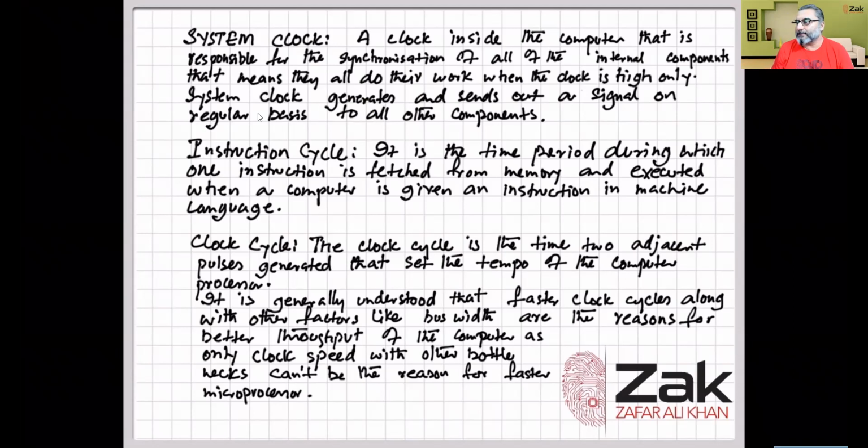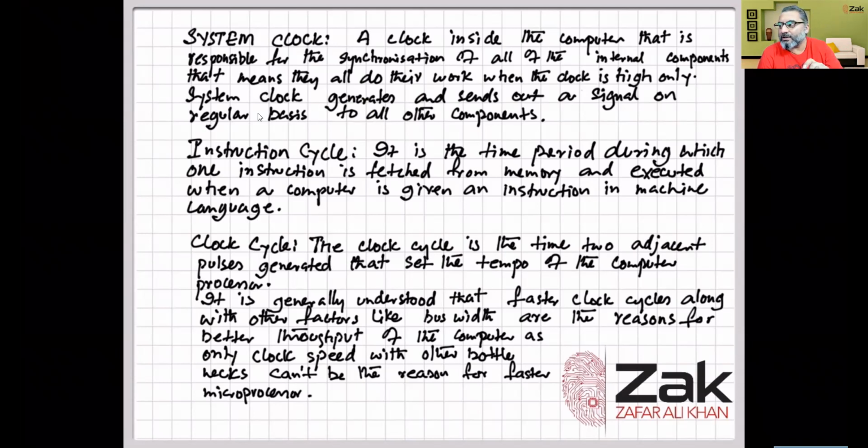So the instruction cycle is a time period during which one instruction is fetched from the memory and executed when the computer is given an instruction in machine language. So the whole instruction which is being executed is the instruction cycle.